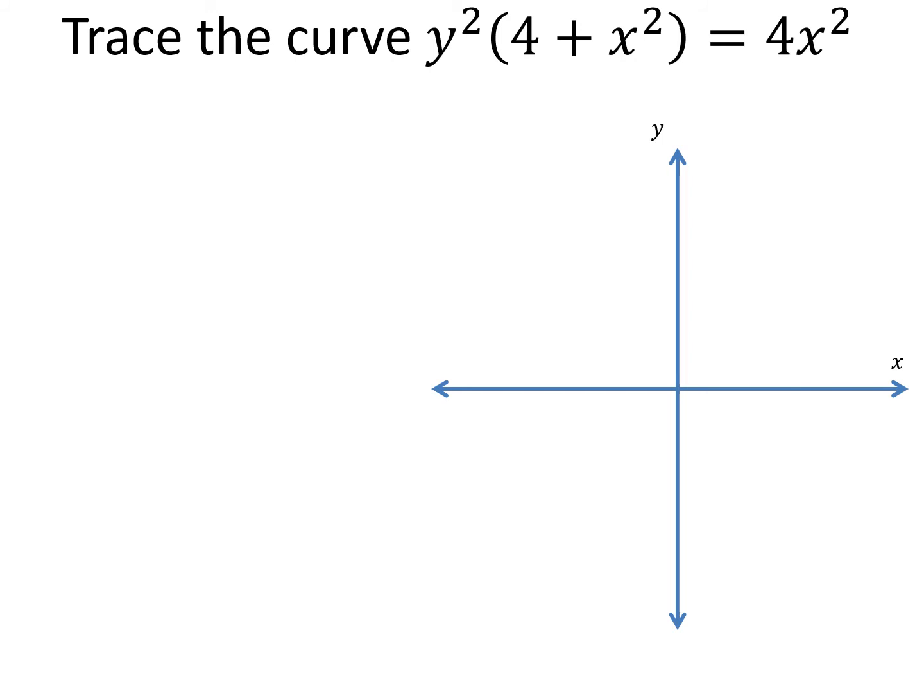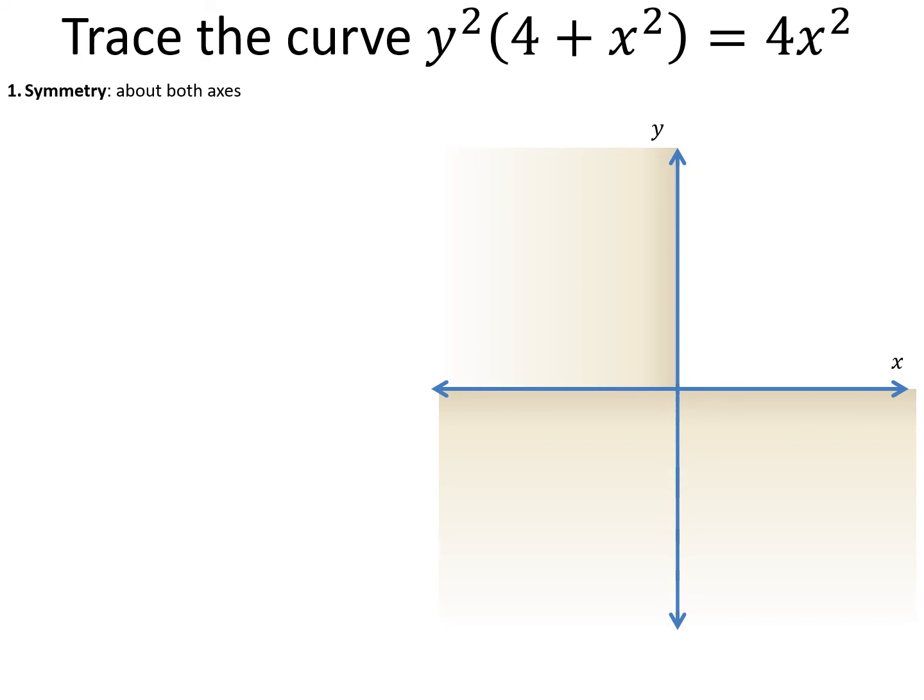So here this curve is symmetric about both the axes. So we will take the shaded area to denote the symmetry. We will put the shaded area below the x-axis because the curve is symmetric about the x-axis, and left of the y-axis because the curve is symmetric about the y-axis also.